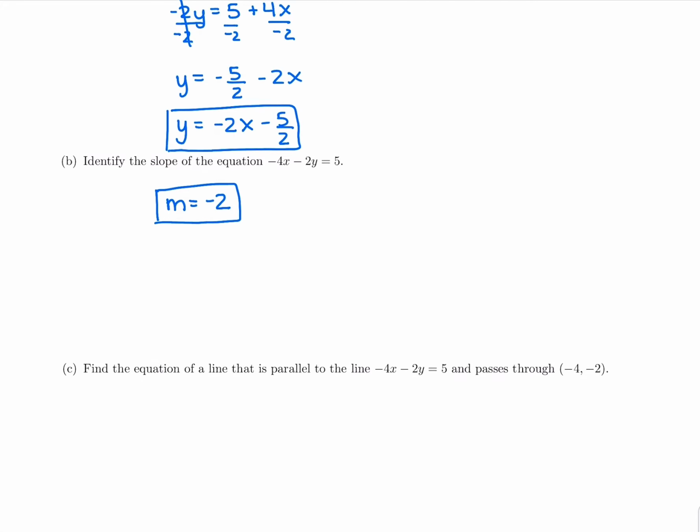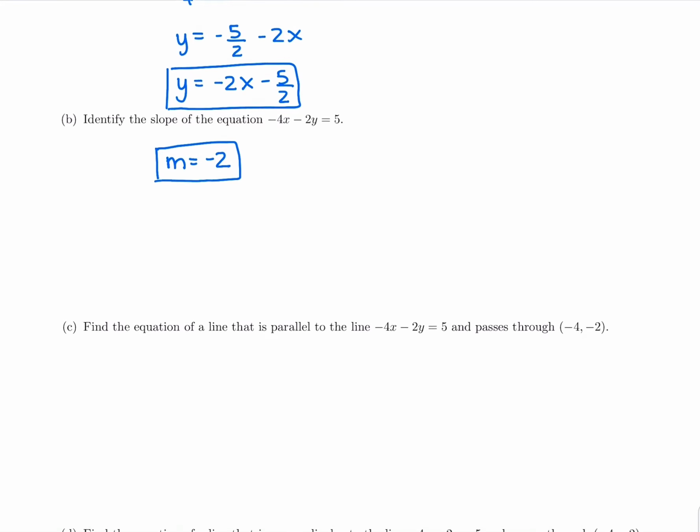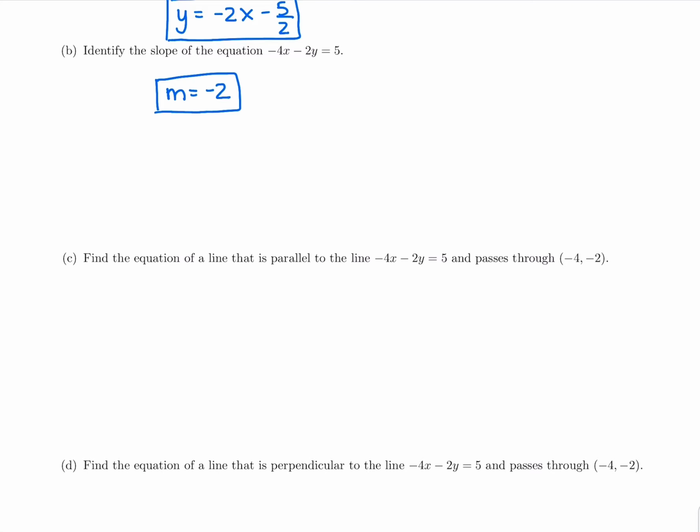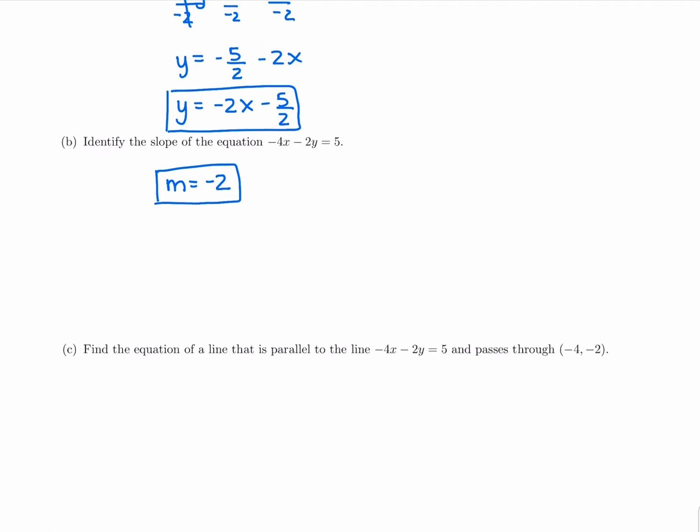Our next step is to find lines that are parallel and lines that are perpendicular. So we want to keep in mind some review. Parallel lines means same slope. That's the symbol for parallel. We can write it out underneath though. Parallel lines means they have the same slope.